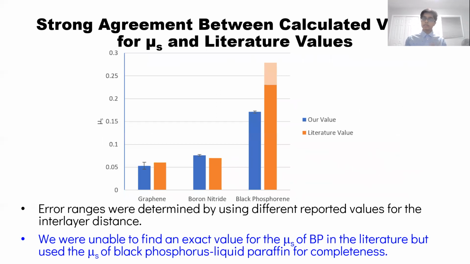And when we calculated the coefficients of static friction for these 3 materials and compared them to what had previously been reported in the literature, we found a strong agreement between our calculated values and the literature. One thing to note is that our error ranges were determined by using different reported values for the interlayer distance of these materials. Another thing to note is that the study of black phosphorus is an emerging field of research. As such, we were unable to find an exact value for its coefficient of static friction, but we used the mu s of black phosphorus liquid paraffin for completeness in our comparison.